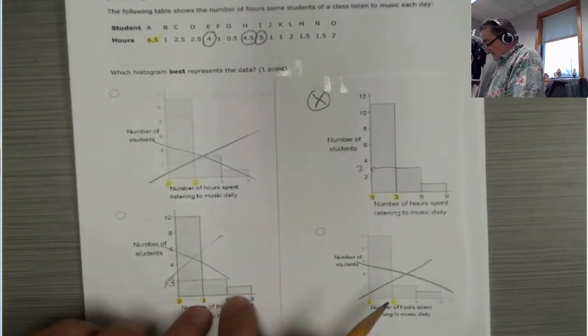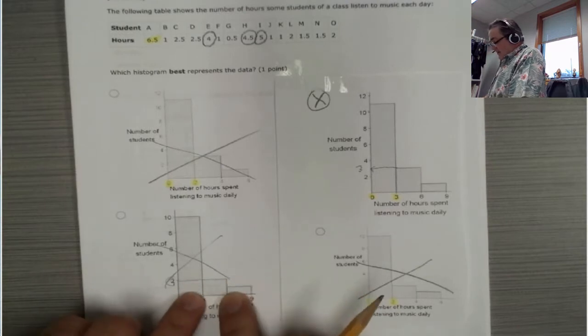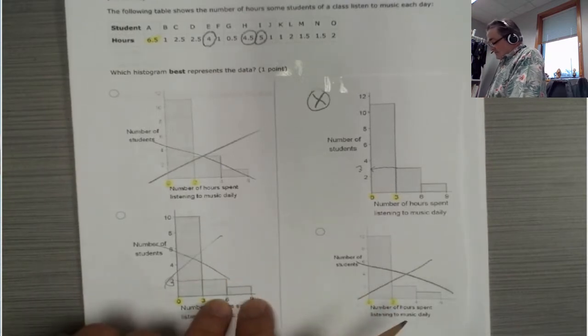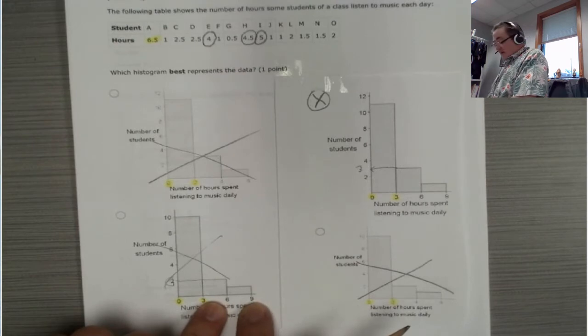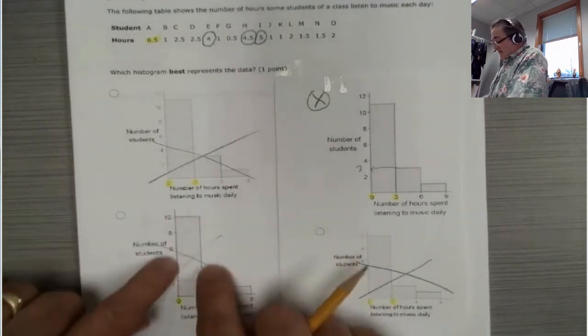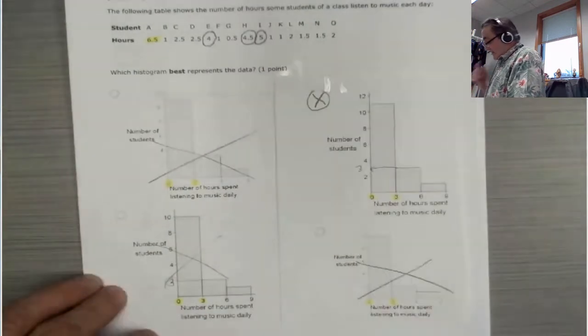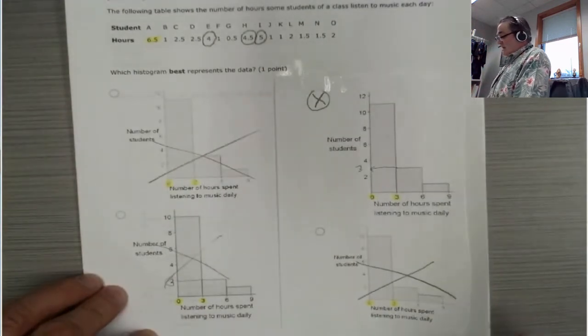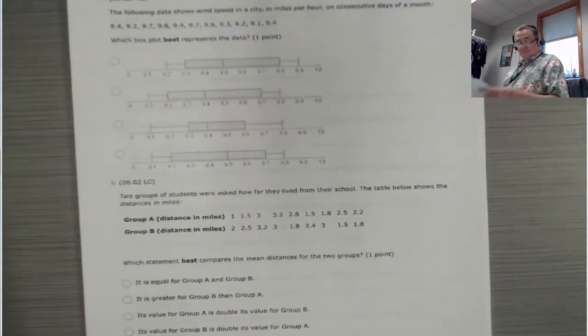So even if it was a 6, it would still be in this range, 3 to 6. The next bar would be for anything larger than the 6. This would be anything larger than the 3. So if it was actually 3, it would fall in the first one. But we didn't have any of those. All right, moving on.